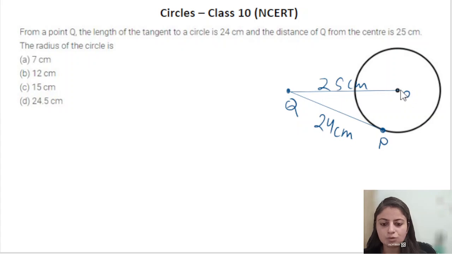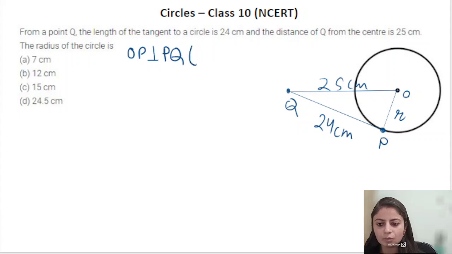Now we are supposed to find the radius of this circle. Radius is OP. So we will find OP here. I'll label it as r. Okay. Now since PQ is tangent to the circle and P is the point of contact, we know the theorem that the tangent at any point of a circle is perpendicular to the radius through the point of contact. So this means OP is perpendicular to PQ. You can give reason over here. So this is theorem 10.1.